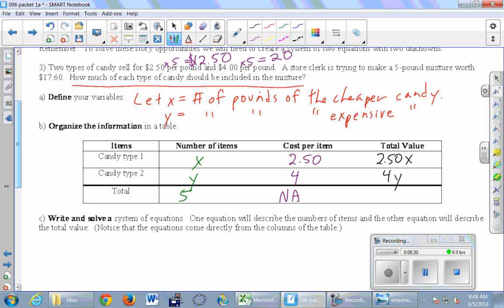If you're a rote procedure type person, I guess we can say that the last column here is just the product of the first two. That's the way it works when you read these tables. Okay, and again, down here in the total, I don't want to put variables. I want to put a number from the problem. So what's the total bag of candy supposed to be worth? $17.60. So we put that there.